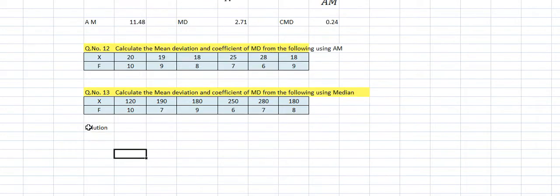So what do you have to find now? When you are finding the mean deviation, median base, if you find the median, first the variable must be in ascending order. But here in this question, the variables are not in ascending order. You make them ascending order first.